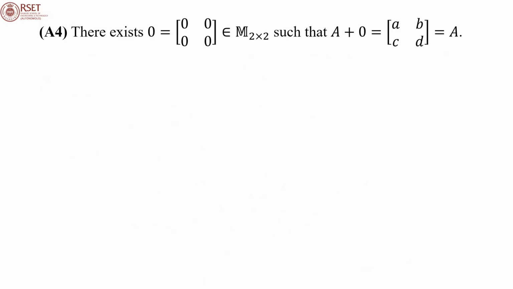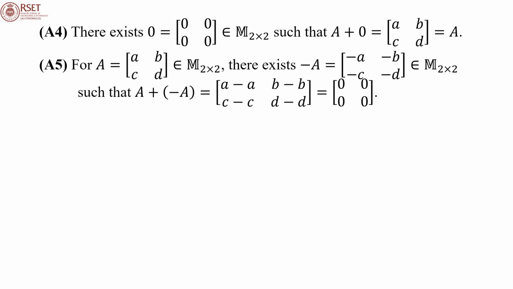What is the fourth property? We know there must exist a zero vector. What is a zero vector here? It is a zero matrix itself. It is a 2 by 2 zero matrix such that A plus 0 is equal to A itself. Now for any A belonging to M2 by 2, what is the additive inverse of A? It is the matrix minus A. So for A equal to [a, b; c, d] belonging to M2 by 2, there exists minus A which contains all the negatives of elements of A, such that A plus (minus A) is equal to the zero matrix. So all the 5 properties of vector addition are being satisfied here.